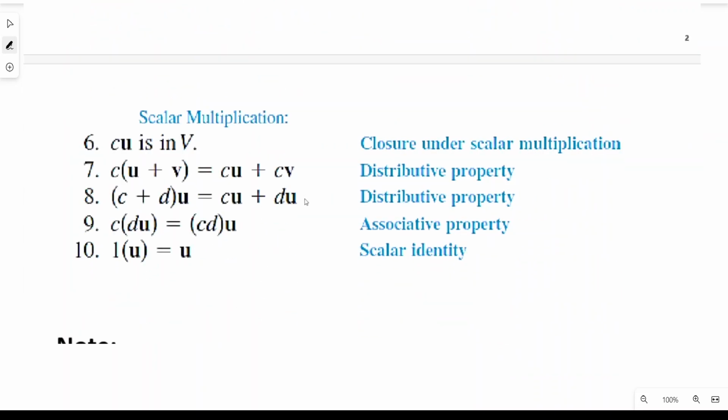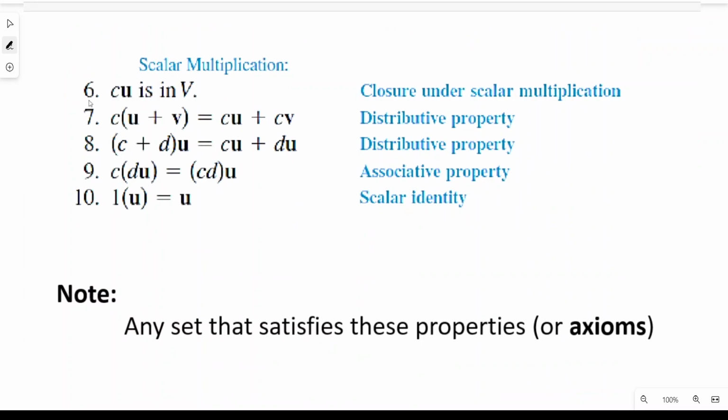The second set of axioms to be satisfied is that scalar multiplication is closed under the set V, that is, the product of C with an element U of V should also be in V, and that scalar multiplication distributes over the sum of elements of V, that is, C times the sum of U and V should be equal to the sum of CU and CV. Also, the element of V distributes over the sum of scalars, that is, the sum of C and D times U should be equal to the sum of CU and DU.